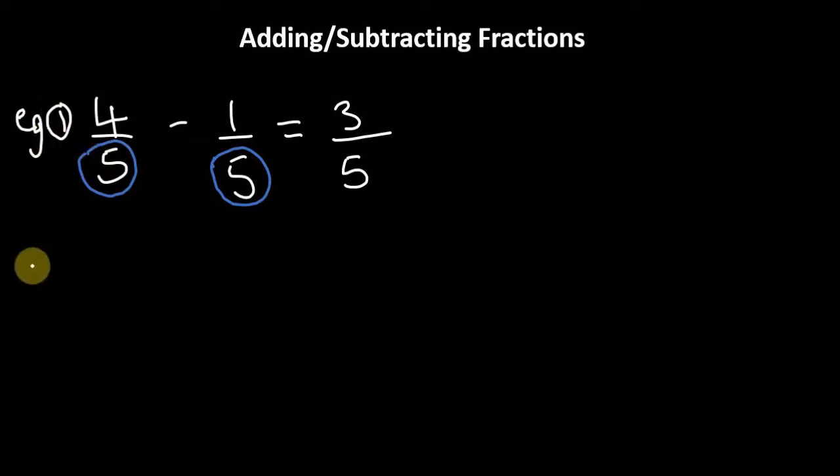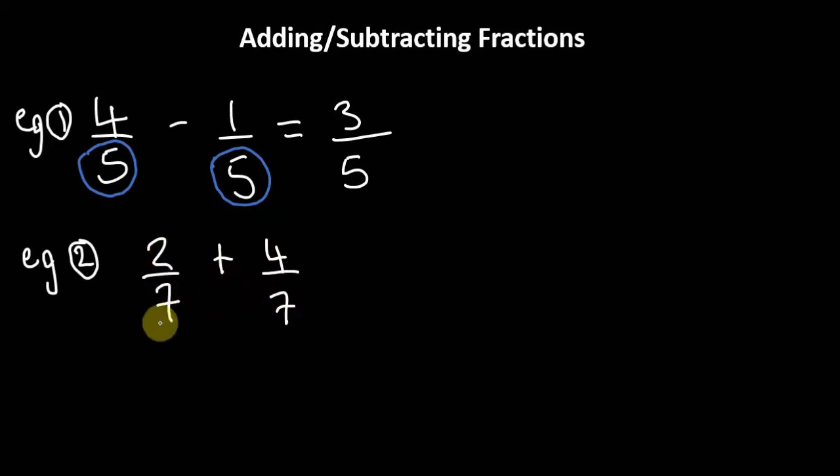Now let us look at example 2. Now what if we were adding instead? Let's say we had 2/7 plus 4/7. Again, when we look at these two fractions, both the denominators are the same. Both denominators are 7. So we can go ahead and add the numerators. 2 plus 4, that's 6. And we'll keep the common denominator here, which is 7.